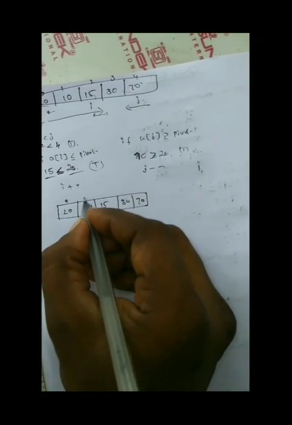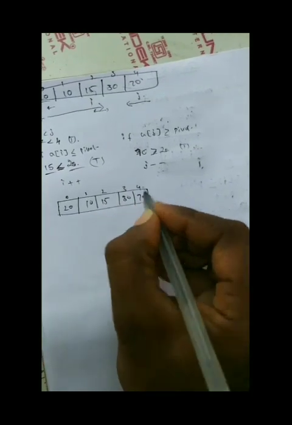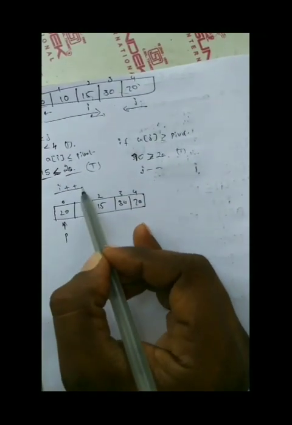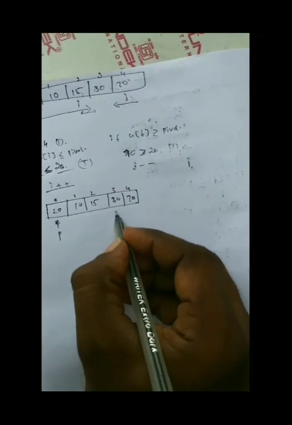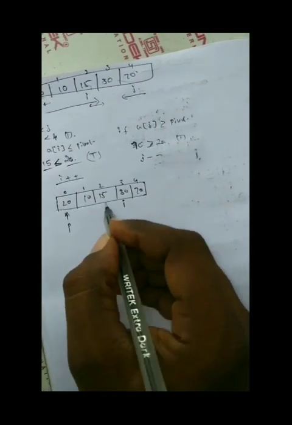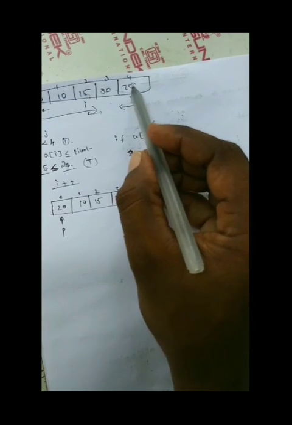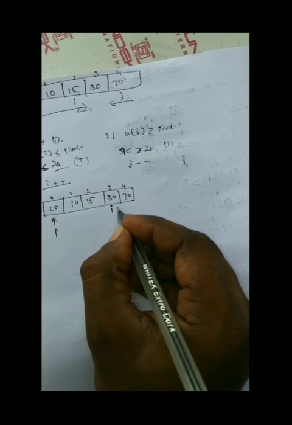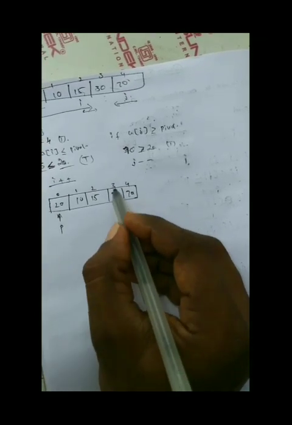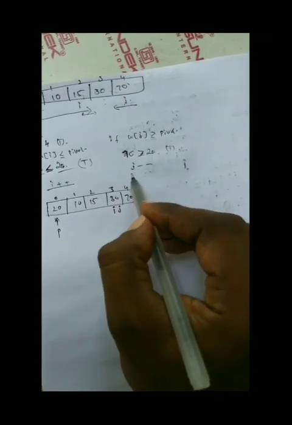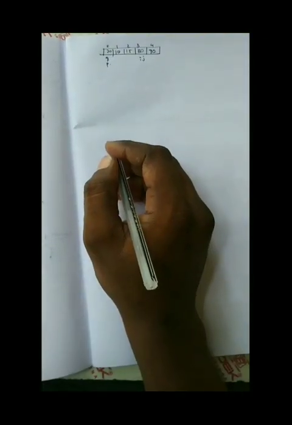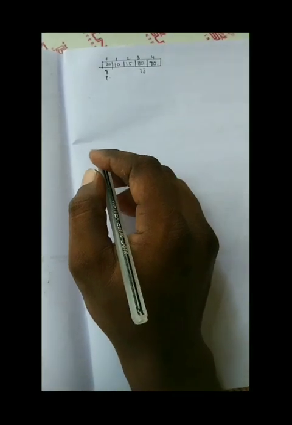Now the pivot is this one, and the i value from 2 is incremented, so it will be pointing here, and the j value at 4 is pointing at the same position, because the j value gets decremented. Now again the same process: we continue and check the condition.